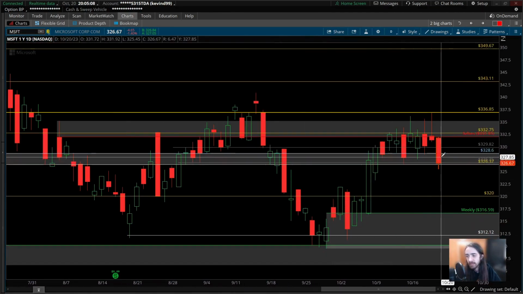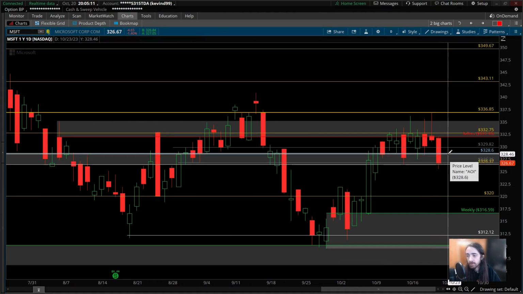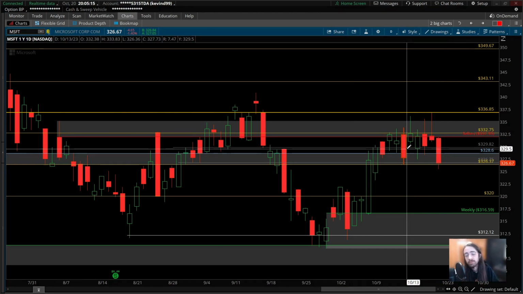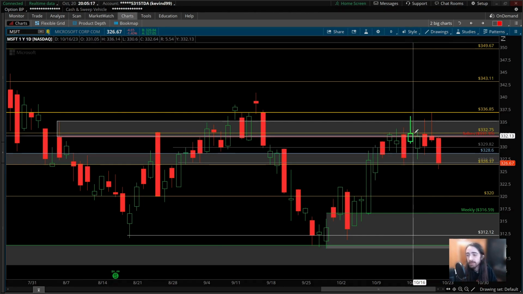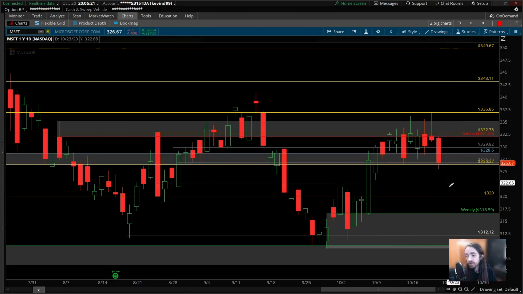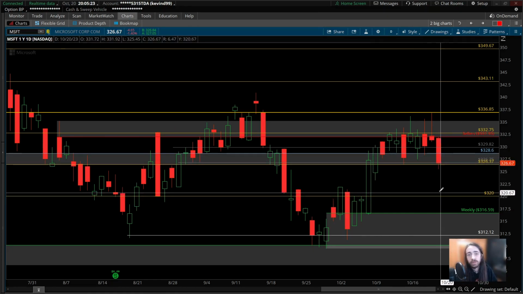So again, if we have momentum and trap these sellers, I'm going to look for a nice push higher. If we do want to continue the trend, because let's remember, guys, the trend is our friend, and we want to make some lower lows and continue going on this downtrend, I really want to see that 320 level on Microsoft. All right, guys, the last and final stock we're going to go over is going to be Tesla.